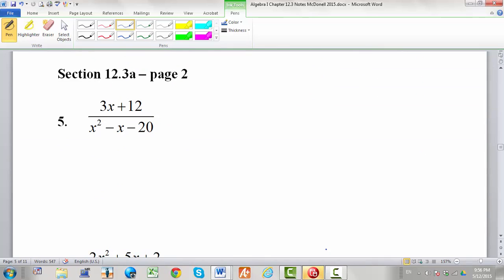On page 2, we're faced with binomials on the top and a trinomial on the bottom. This quadratic trinomial on the bottom, hopefully by now you're realizing that's going to factor into 2 parentheses. But let's start with the easy one, which is the top. Notice I'm not putting an equal sign, but an arrow. What is the GCF of the top 2? That would be a 3. That leaves us with an x plus 4 on the top.